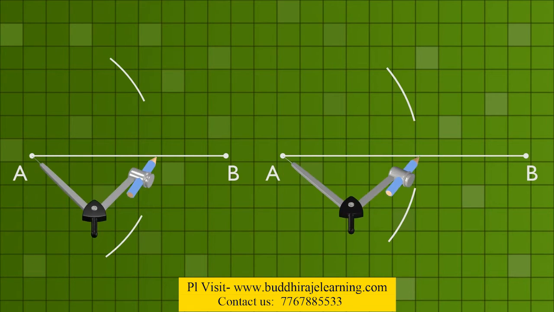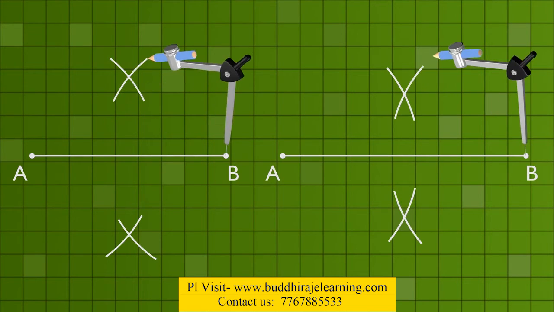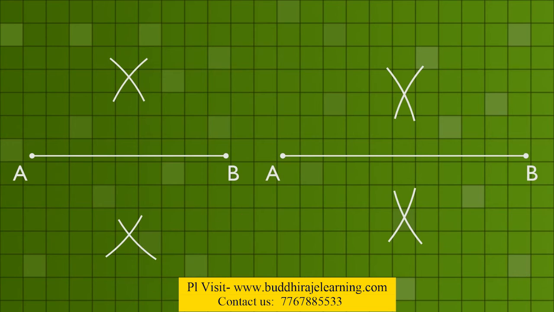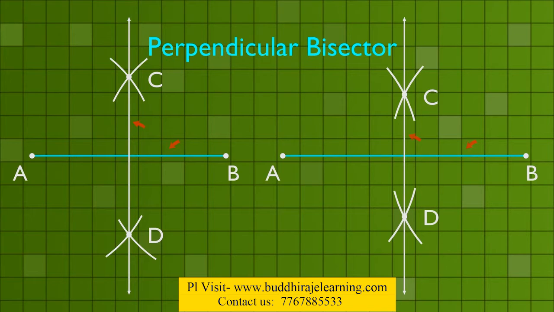Now without making any change in the stretch of the compass, place the compass needle on the point B and draw arcs on both sides of the segment. Allow these arcs to intersect the previously drawn arcs. Let us name the points of intersection of the arcs as C and D respectively. Now draw the line passing through the points C and D. This line is the perpendicular bisector of the given segment AB.